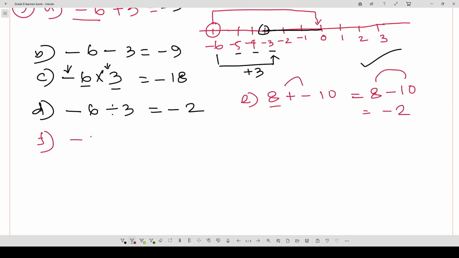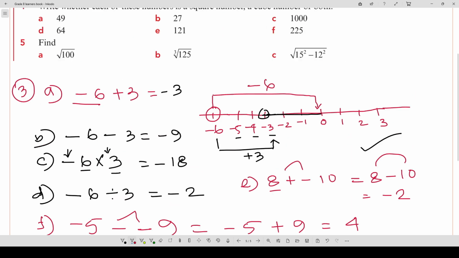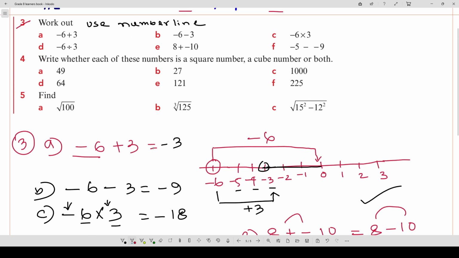Then F, -5 minus -9. So this -5 will be unchanged. Minus and minus, once you multiply, it will be plus, then 9. So this is very simple, 4. Okay, so work out question 3 done.